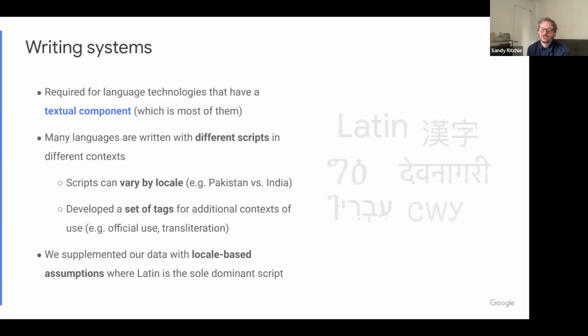Another issue is writing systems. For technologies like automatic translation, speech recognition, and text-to-speech, knowing the script or scripts that are used to write a language is a very important piece of information to know. And this is not a simple question in many cases.